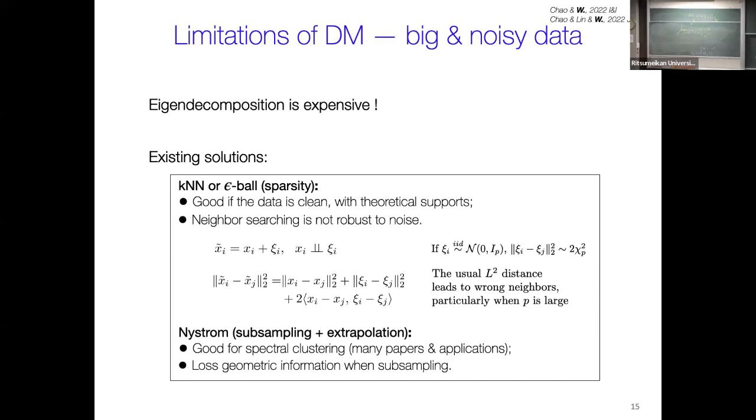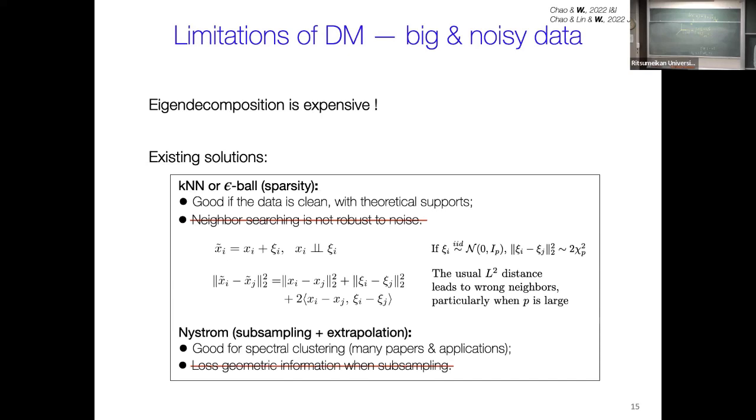Another approach is, how about we do subsampling? N points is too many, so let's do the subsampling and then extrapolation in the end. There is a very common approach called Nyström extension. You do downsampling, evaluate the diffusion map, which is fast, and then you extrapolate to every place. But it turns out it is only good for spectral clustering, because you can only recover the first few eigenfunctions. You cannot recover higher order eigenfunctions because of the loss of geometric information. So you lose information, and you don't want that. Ideally, a good algorithm should get rid of these two limitations. That will be a good algorithm.